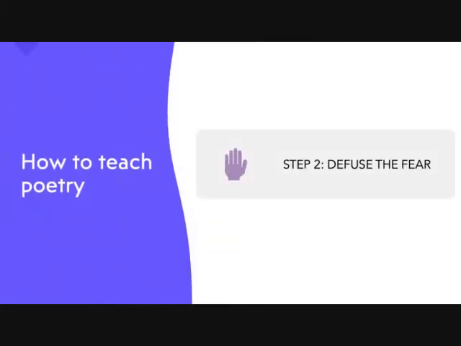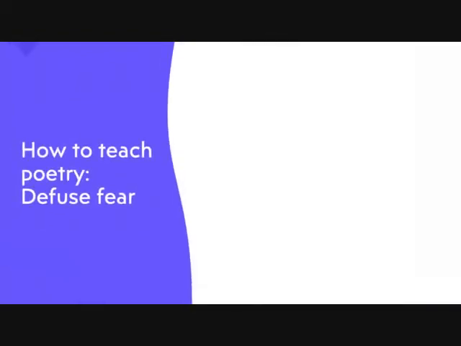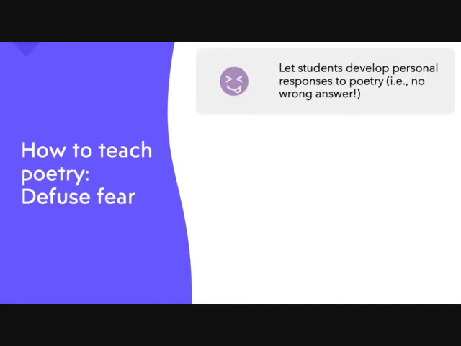All right, the second step, now that you've diffused your own fear, is to diffuse your students' fear of poetry. Okay, and we can do this in a couple of different ways. The first thing we need to do is to let the students respond to the poetry. So they're allowed to have their own emotional response. Do they like it? Do they not like it? But go a little bit beyond that. Why do they like it? Which things do they like? What is it about these poems that they like or don't like?